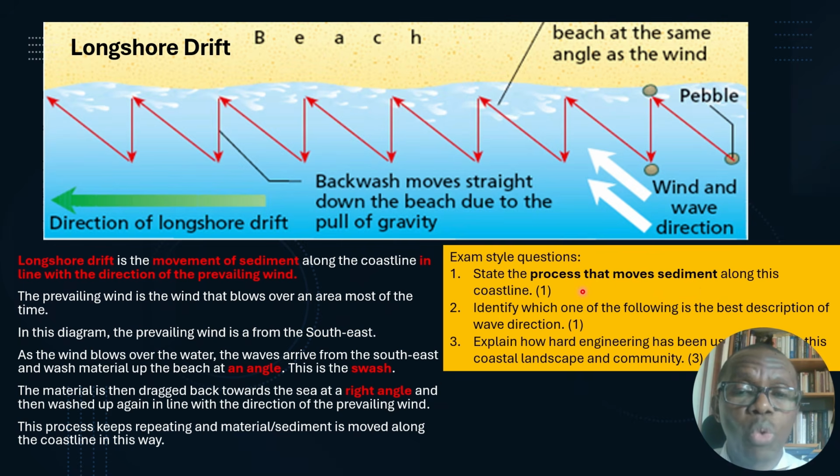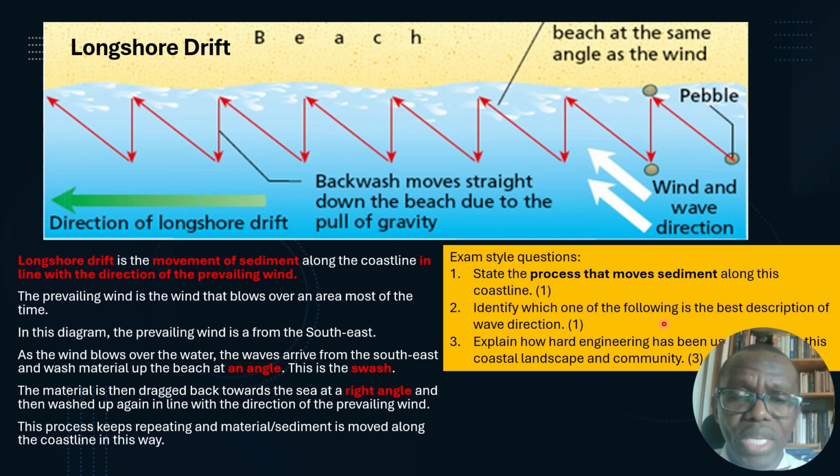So this here was a question where a picture was provided for the students, and they were to name the process, and obviously that process was longshore drift. Then identify which one of the following is the best description of wave direction. So here again, a picture was provided, and it showed waves along a particular coastline, and the students were to determine then what the wave direction was from that particular image. It was a multiple choice question.